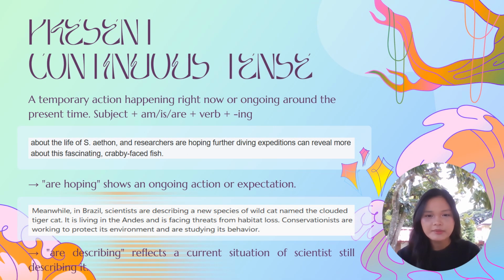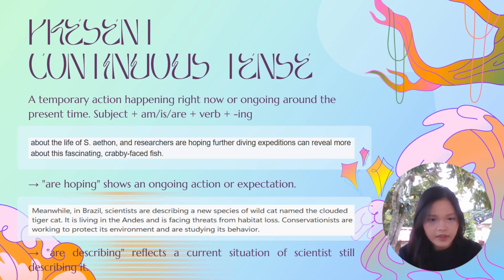Next, we have present continuous tense, which is a temporary action happening right now or ongoing around the present time, which basically means it's still in progress. Like our example here: researchers are hoping further diving expeditions can reveal more about this fascinating crabby-faced fish. So our hoping here shows an ongoing action or expectation.